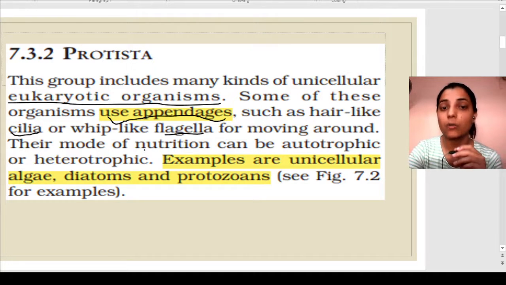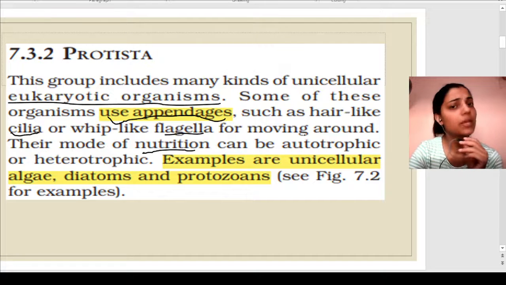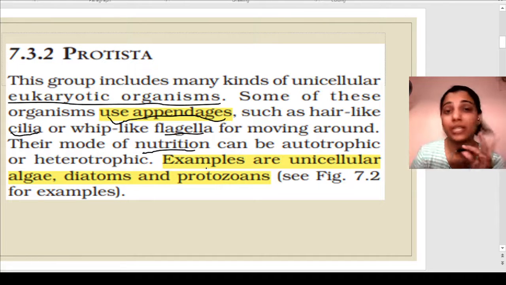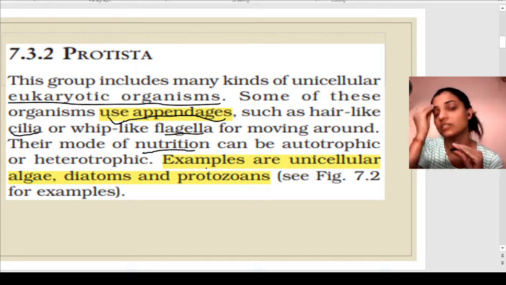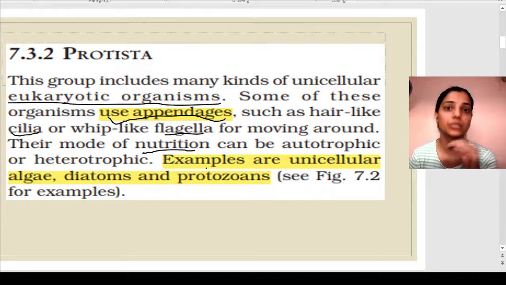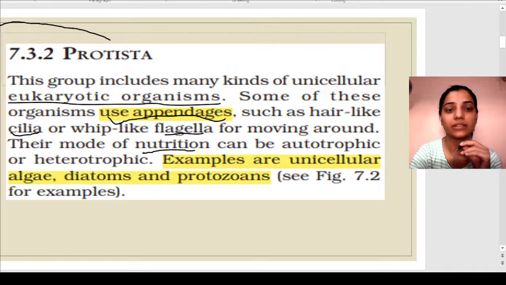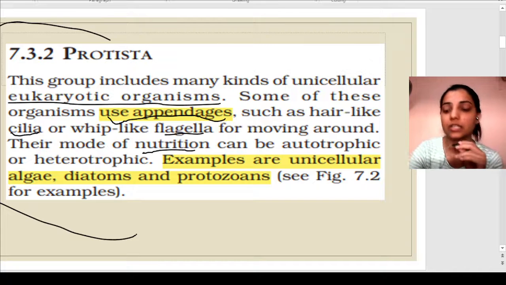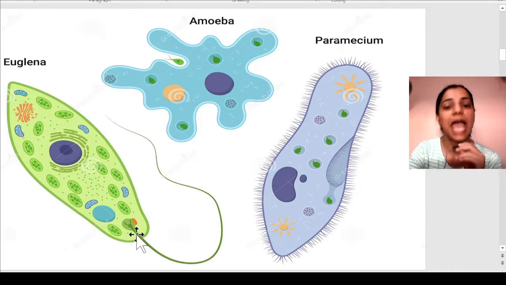So first we have done with the appendages, movement, and the second one is nutrition. They are both autotrophic and heterotrophic. Examples are unicellular algae, diatoms, and protozoans. I hope just by reading you didn't get a single thing in your mind, isn't it? So let's move further and elaborate this boring paragraph.